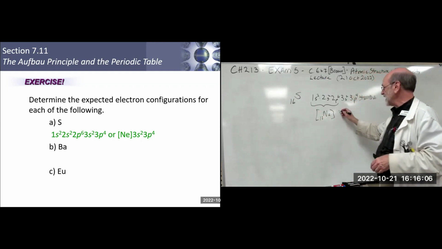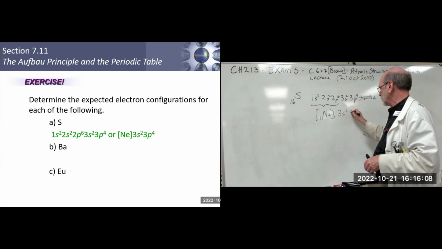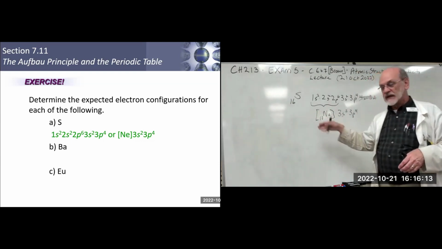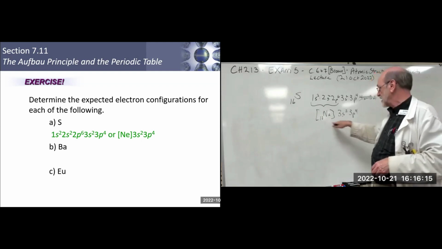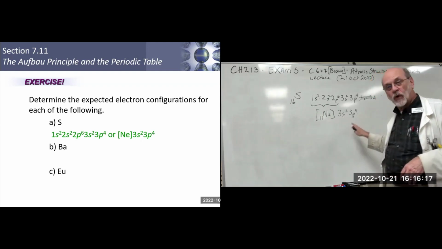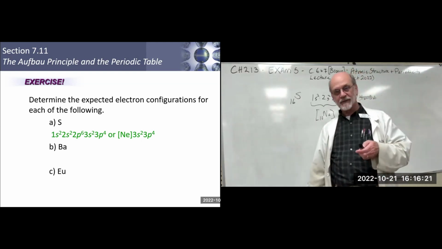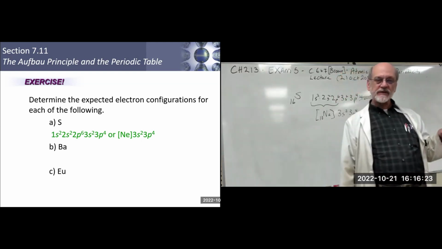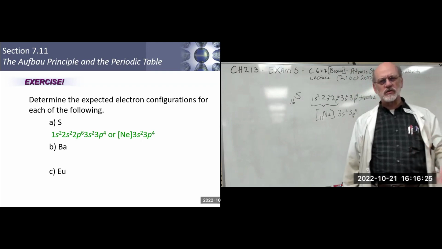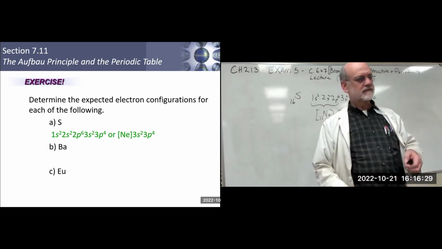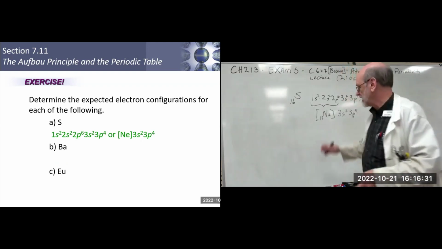And these are the valence. That's sulfur. It has a neon core and 3s2, 3p4 valence shells. Okay? Let's use that to do barium, because barium is a huge atom. So how about barium?